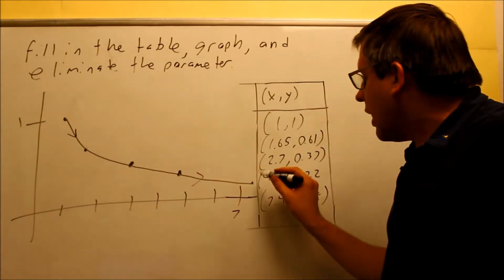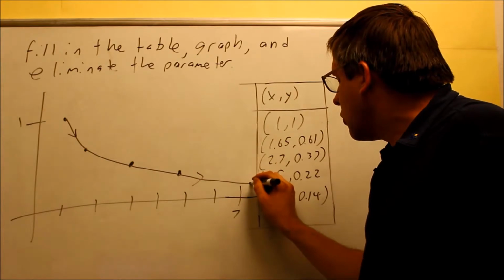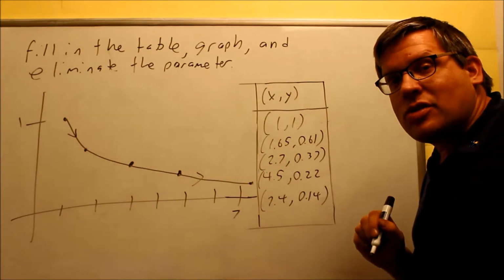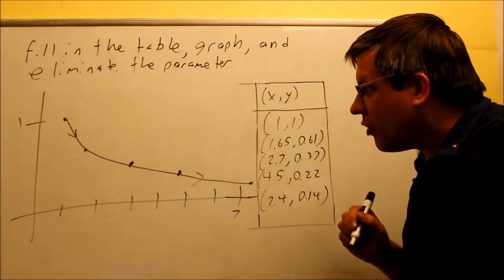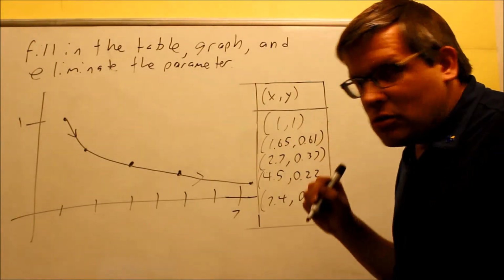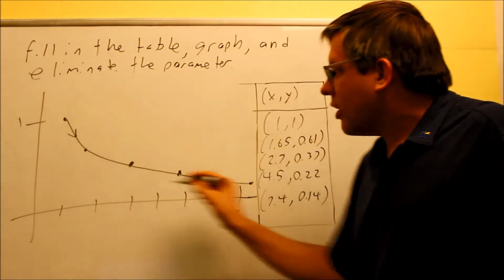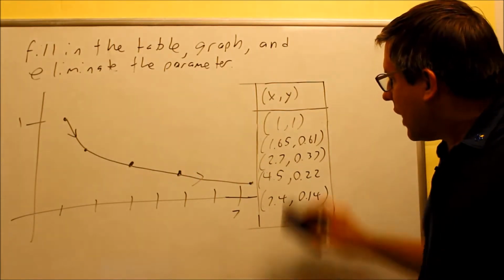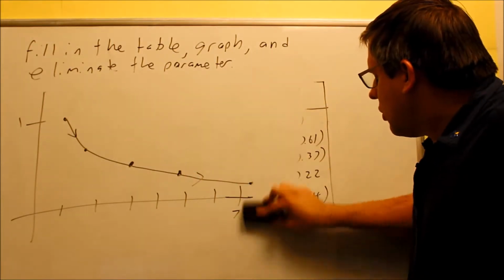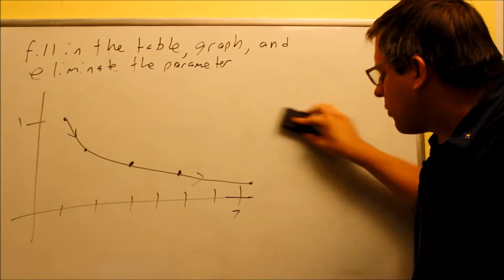The graph starts here and it ends at this point right there, because again we're defined by the T values. T only went up to 2, and so that's why the graph is only confined to this area right here. So now that we have that graph complete, we're ready to do elimination of the parameter.